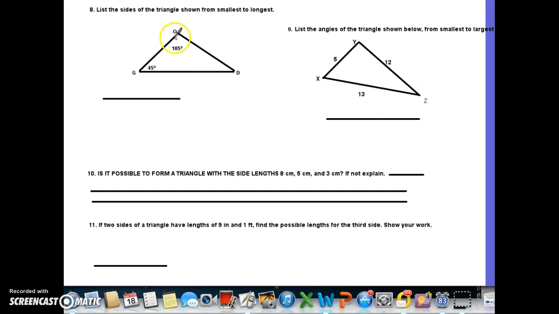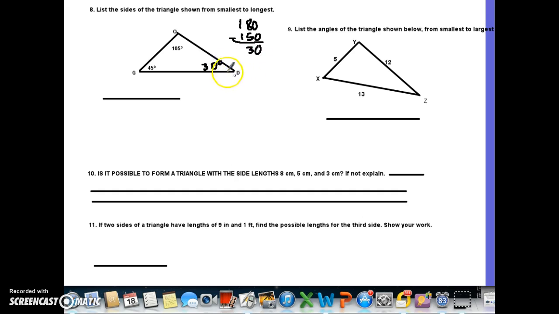Next on the list here, we've got the list of sides of the triangle shown from smallest to longest. And what I told you was that I should say shortest to longest. The shortest side will be opposite to the smallest angle, and the longest side will be opposite to the largest angle. So we're given two angles here. We can find the missing one very easily. We add 105 with 45, we get 150. So the missing angle is going to be 180 minus 150 by the angle sum theorem here. So this missing angle here would be 30 degrees.